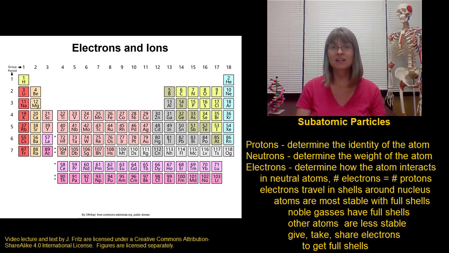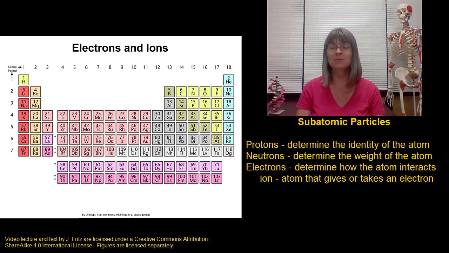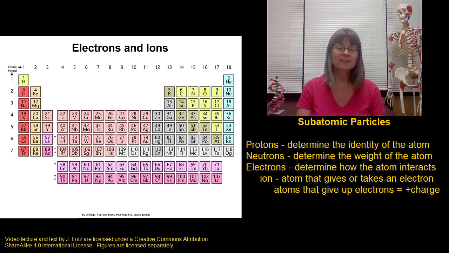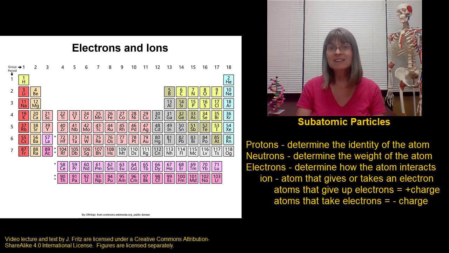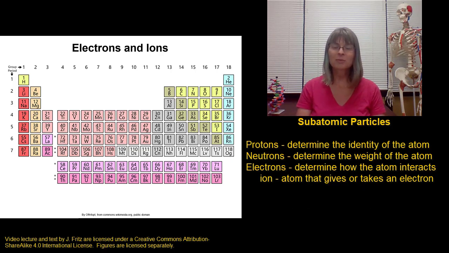The term for an atom that either took or gave away an electron in order to become stable is an ion. And ions are charged because originally they had the same number of electrons as protons, making them neutral and having no charge. But if you have an atom that gives away an electron, it has more protons than electrons. It has a positive charge. If you have an atom that takes an electron, then it has more electrons than protons, and that gives that atom a negative charge.